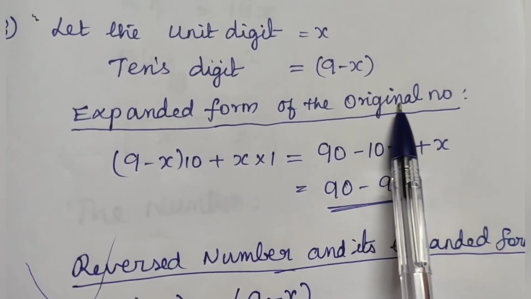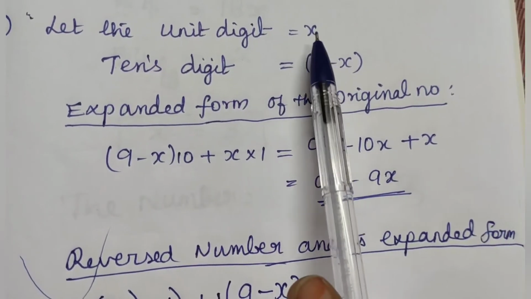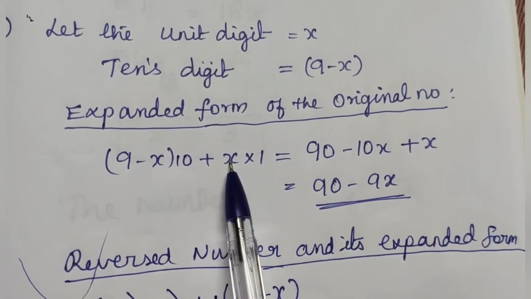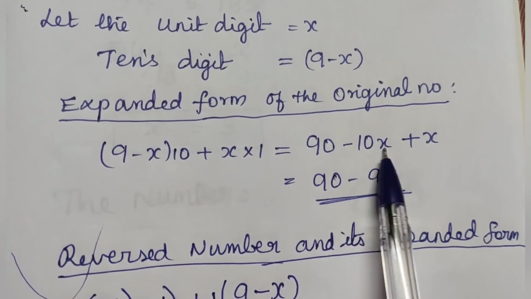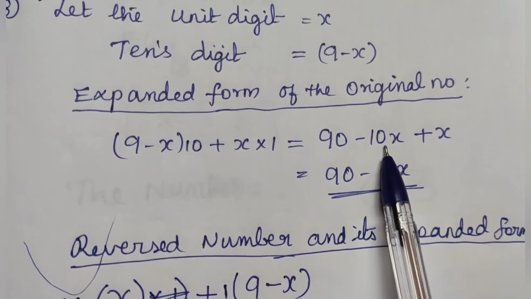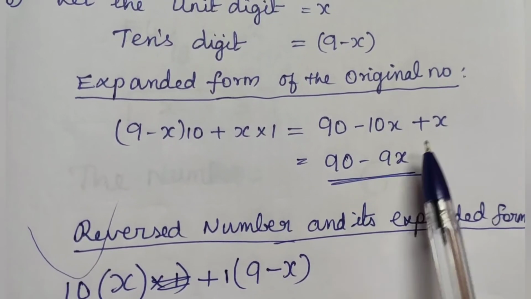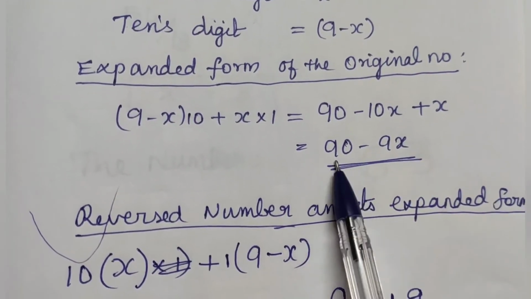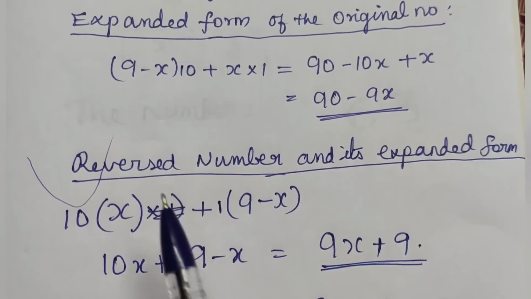Now the expanded form of the original number: tens digit into 10 plus ones digit into 1. So the tens digit is 9 minus x into 10 plus the ones digit x into 1. 9 into 10, 90, minus x into 10, minus 10x, plus x into 1, x. So we get 90 minus 10x plus x. When minus and plus come, we subtract: minus 9x. So 90 minus 9x. Now we are going to reverse the number and then take the expanded form.